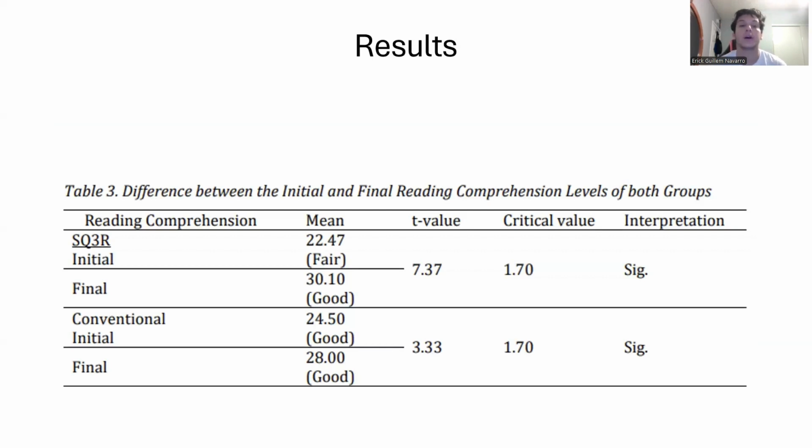So the results here: both groups, the SQ3R and the conventional, started at a fair level, between 22.47 and 24.50. After the intervention, the SQ3R group showed an improvement from 22 to 30, while the conventional group showed an improvement from 24.50 to 28. We see that the improvement in the SQ3R group was a lot higher, showing the effectiveness of this method in reading.